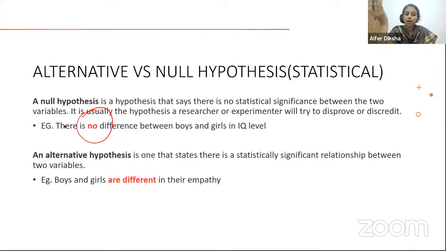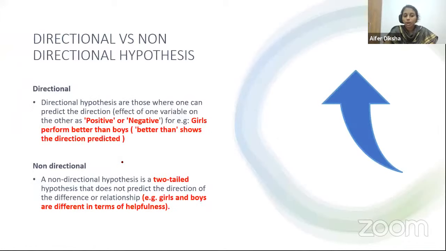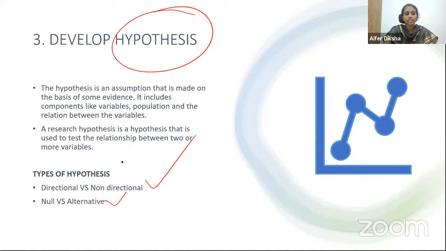Alternative hypothesis is the opposite of the null hypothesis, that is, we will say there is a relationship between two variables, like there are differences. Boys and girls are different in their empathy, because we are telling here that there is a relationship between two variables. So this null and alternative hypothesis we use during the hypothesis testing process. Null means no relationship and alternative means there is a relationship between variables. So that's all about the types of hypothesis in research.